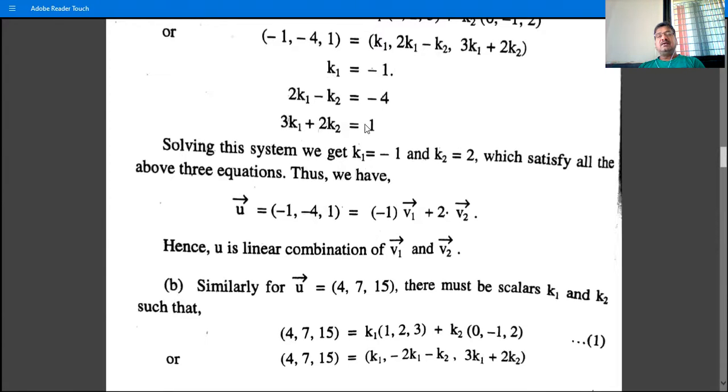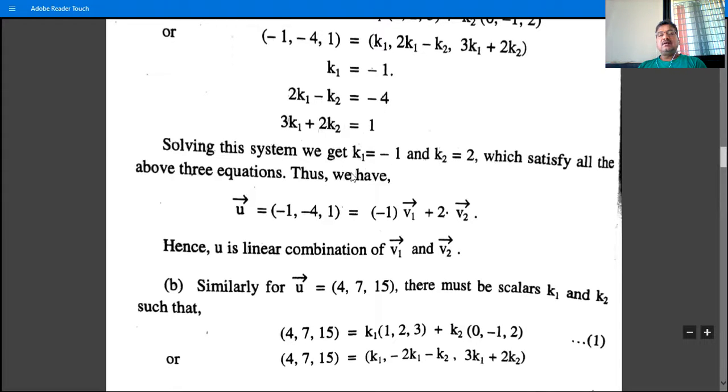We can solve this system by using the Gauss elimination method. That is, write the augmented matrix and convert the matrix to echelon form. If the rank of A is equal to the rank of the augmented matrix, then we say the system is consistent. And then find the values of K1 and K2 by rewriting the equations.